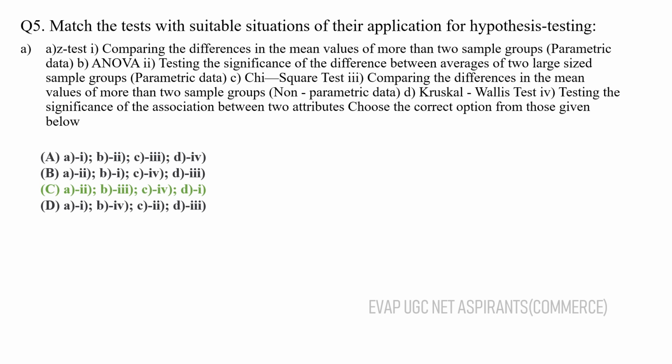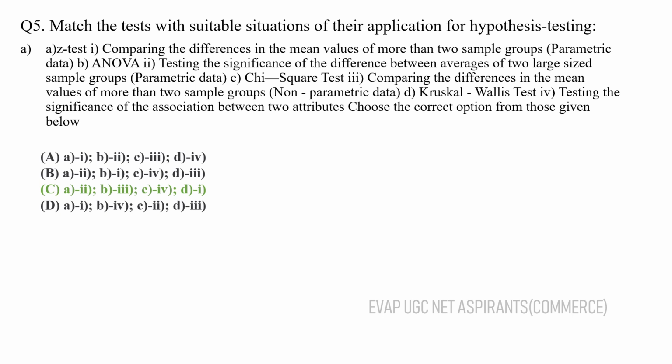And then these situations are comparing the difference in the mean value of more than 2 sample groups, then testing the significance of the difference between average of 2 large sized sample groups, then comparing the difference in the mean values of more than 2 sample groups, and then testing the significance of the association between 2 attributes.